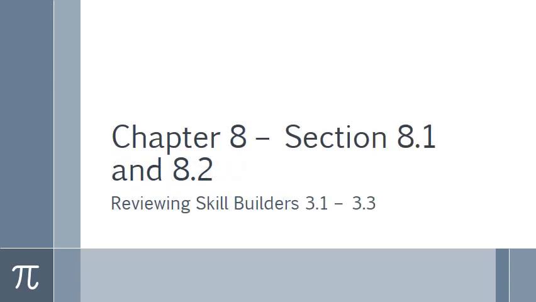In your book, this is on page 428, and we'll be reviewing the skill builders that you were assigned for homework: 3.1, which is using decimal notation, 3.2, comparing, ordering, and rounding decimals, and 3.3, which is adding and subtracting decimals. I would advise you to get your homework assignment out and have it in front of you, because I'm going to walk you through these three skill builder assignments that you're going to have to complete.